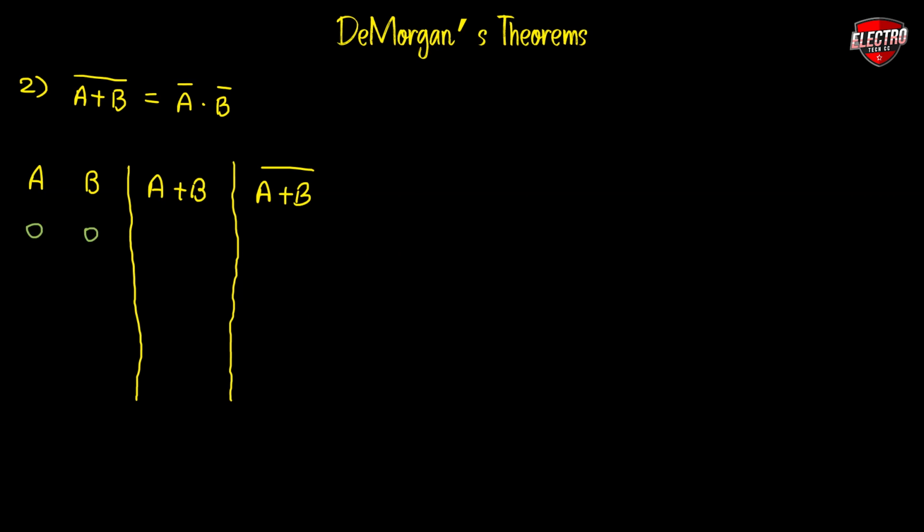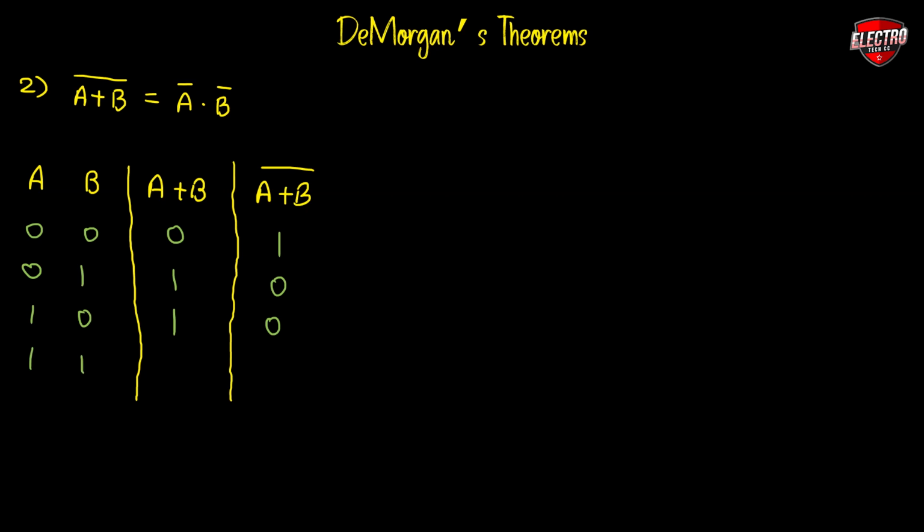Then we get the addition of 0 0 is equal to 0, and the complement is 1. Second one, that is 0 1, then the addition of 0 plus 1 is equal to 1, and the complement of 1 is equal to 0. 1 0, then we get the addition 1, and the complement of 1 is equal to 0. Last one, that is 1 1.